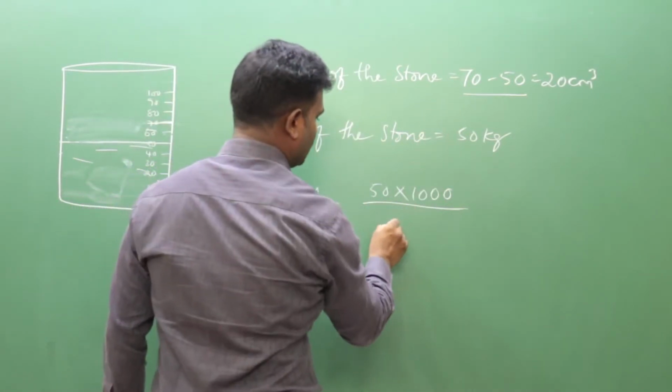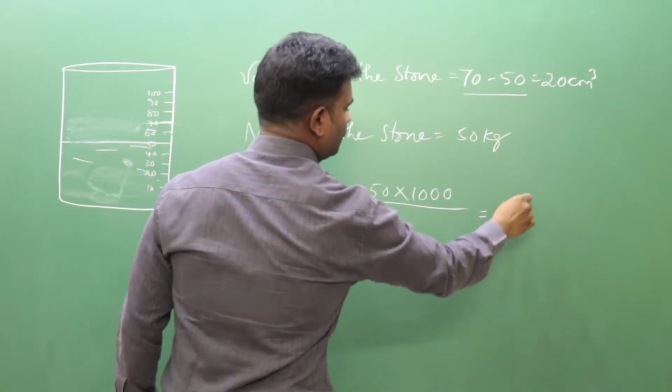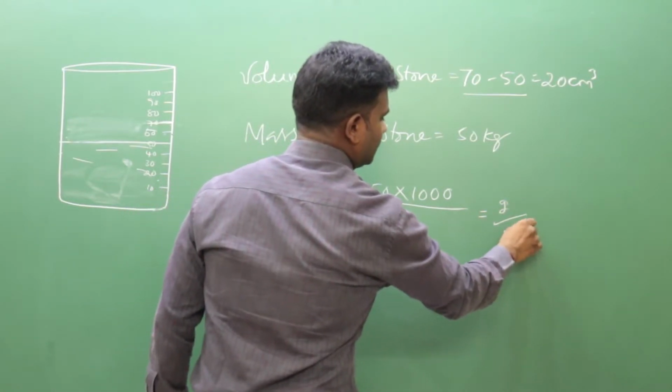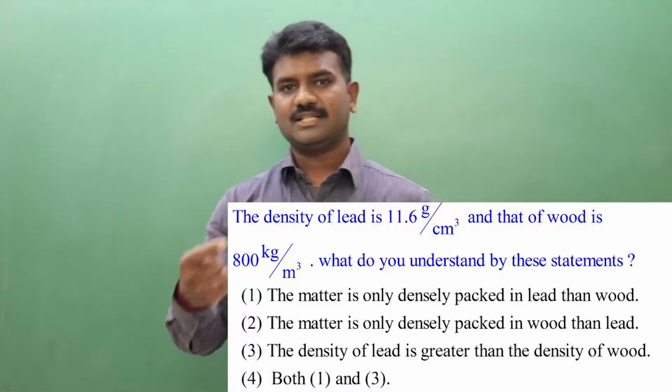Volume is 20 centimeter cube. You simplify to get the answer in grams per centimeter cube. Look into the next problem.